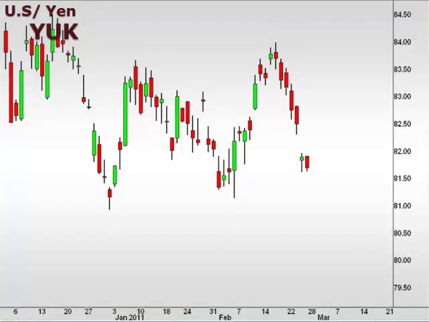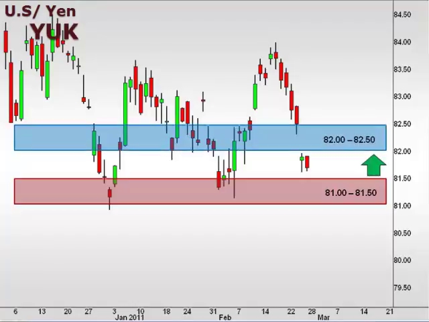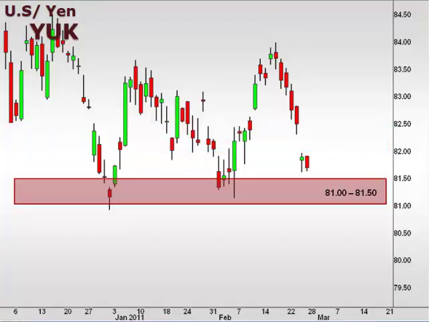Let's take a look at the YUK, the U.S. versus the Japanese yen. Well, the YUK dropped significantly last week, heading towards our 81 and a half support. Now, a retracement is likely to meet with some resistance at 82 and a half. However, any continuation to the downside is likely to extend deeper towards that 81 level.